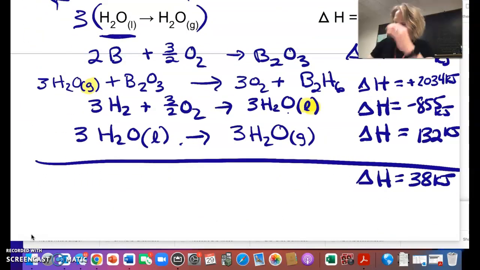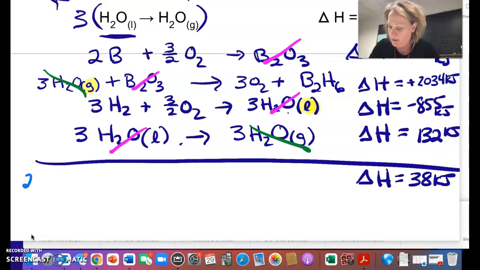So I'm going to start canceling. So I can cancel this B2O3. I can cancel the liquid water. I can also cancel the gas water. And then I have quite a bit going on with the O2s. So I'm actually going to bring everything down right now one time, and then I'm going to simplify it from there. Some people bring everything down and then they start to cross out. But this is kind of an in-between.